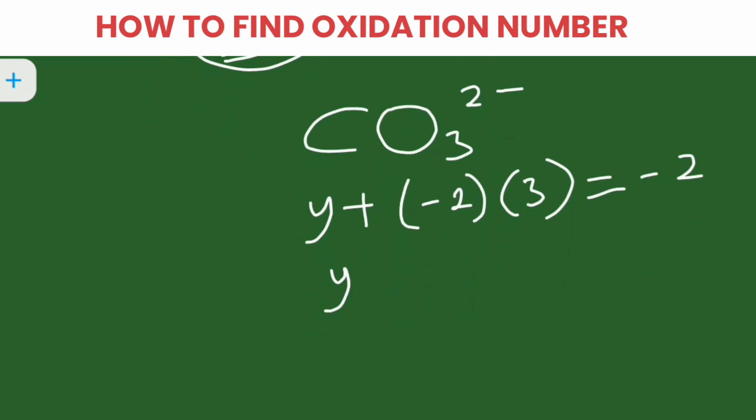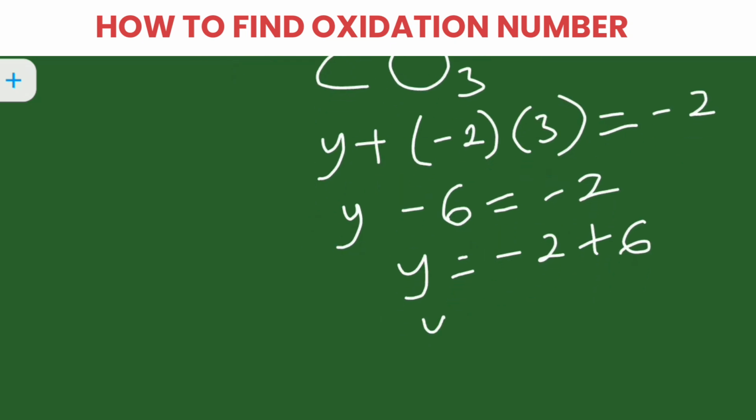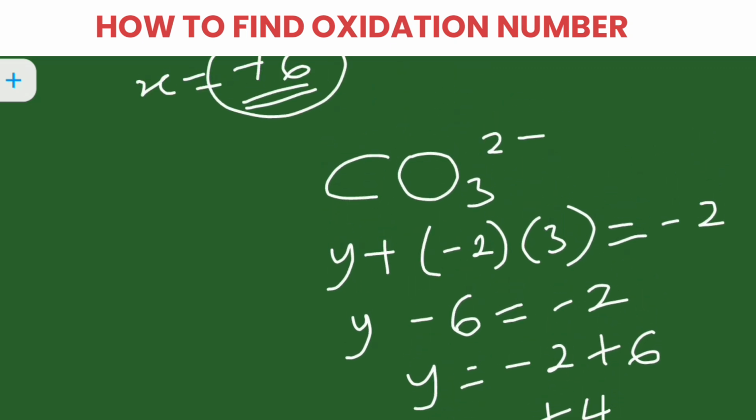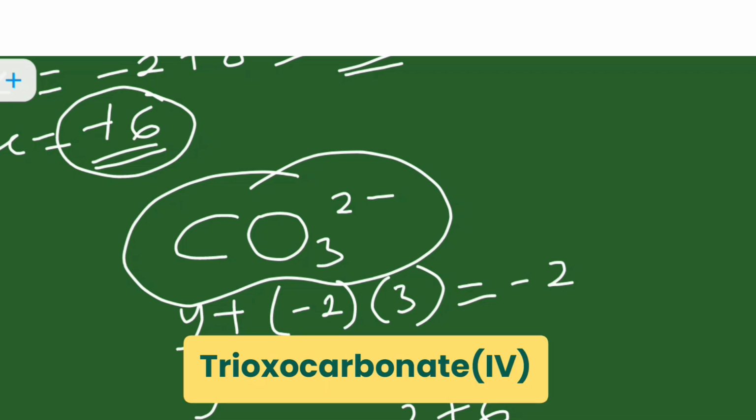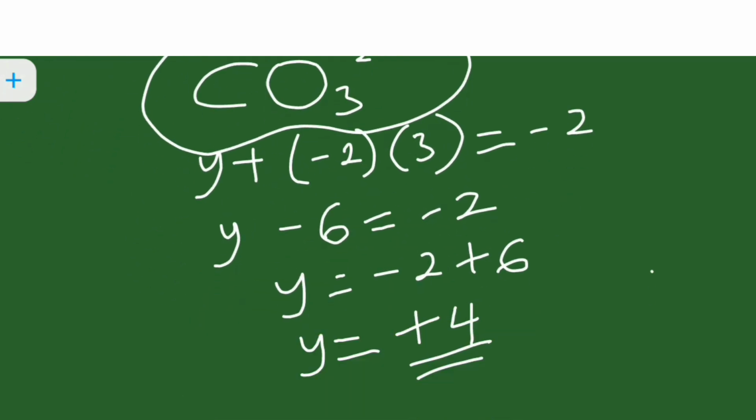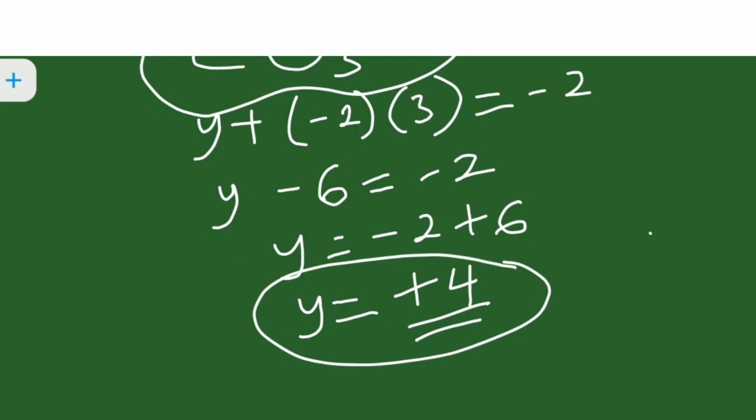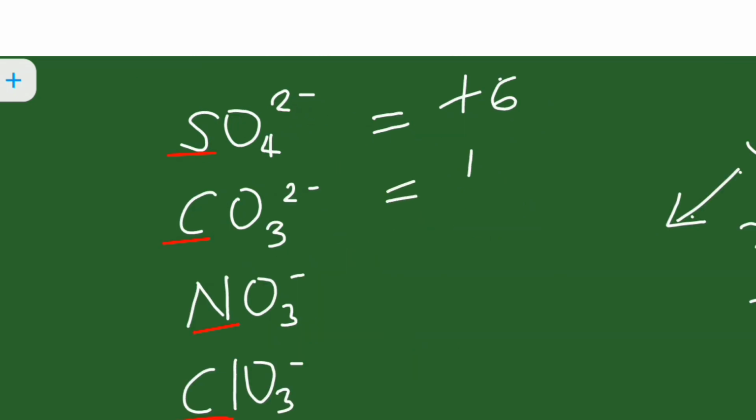So this will give you Y - 6 = -2. Collect the like terms. This will give you +4. So the oxidation state of carbon in CO3 2- is +4. That is why this oxyanion is called trioxocarbonate(IV), carbonate(IV), because the oxidation state of carbon is +4. So this one is +4.